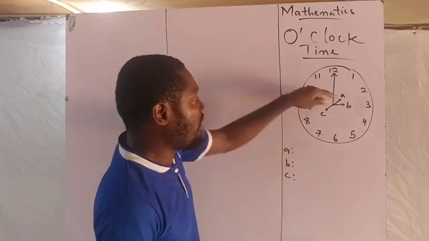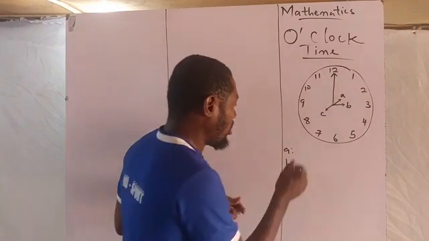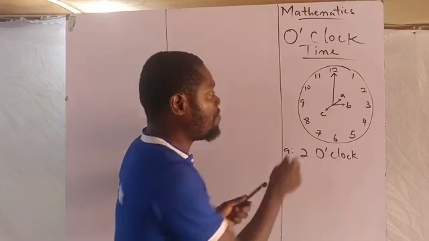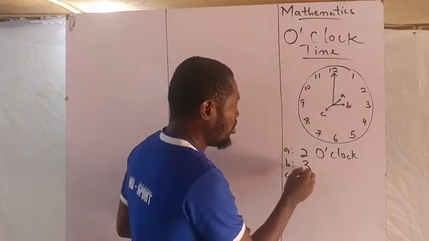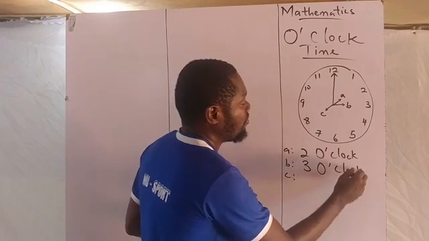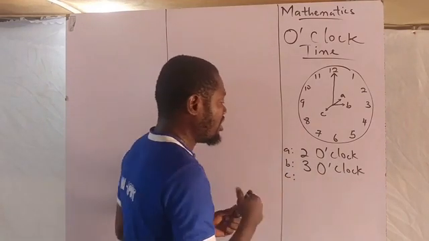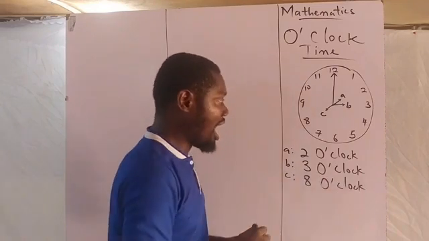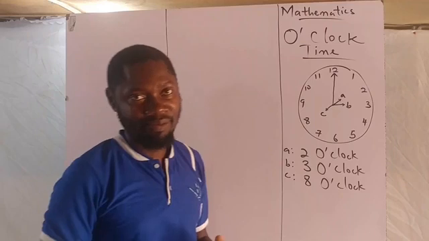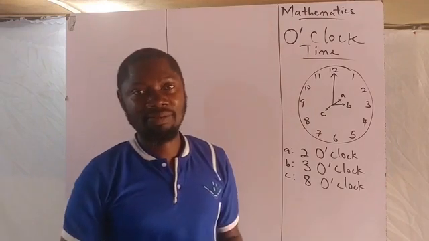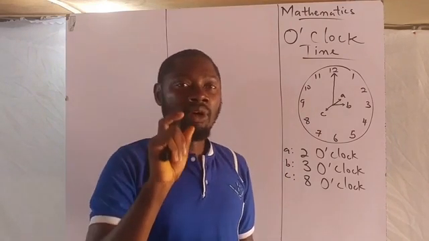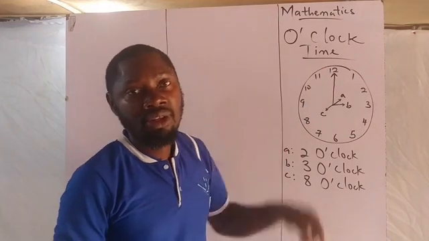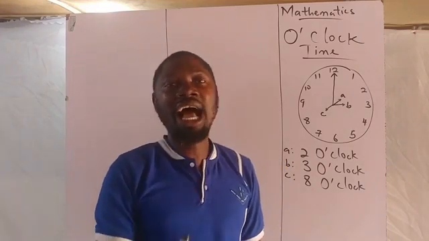So my time for A will be 2 o'clock. My time for B will be 3 o'clock. And my time for C will be 8 o'clock. This is the time that we have on the board. It's as simple as this. Do not forget, leaders. Anytime your minute hand lies on 12, such a clock is read as o'clock.